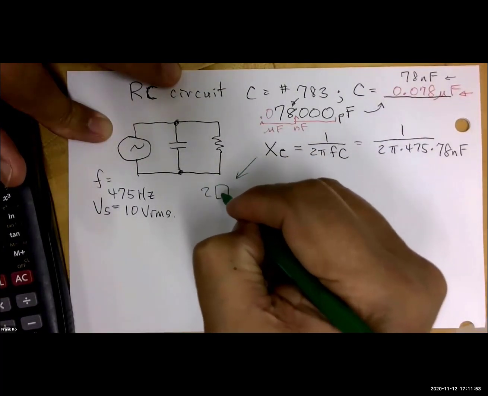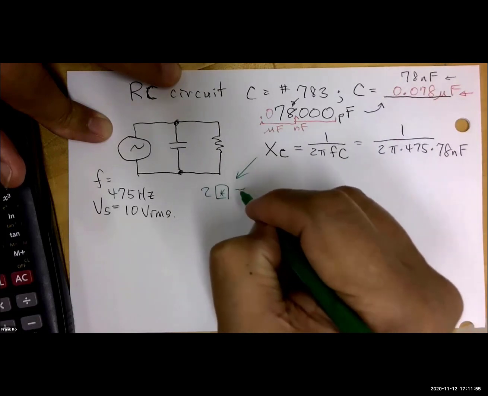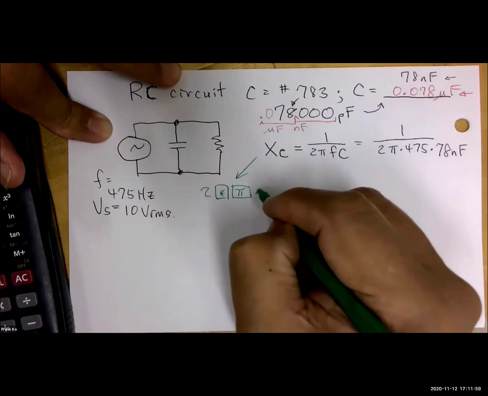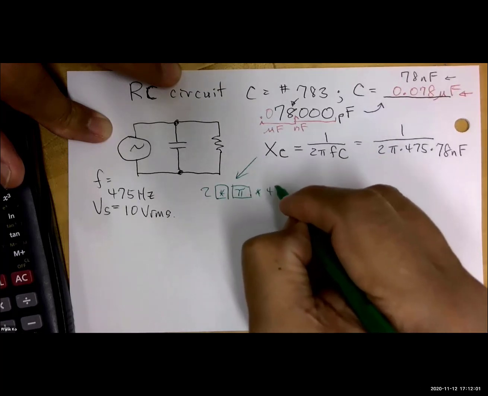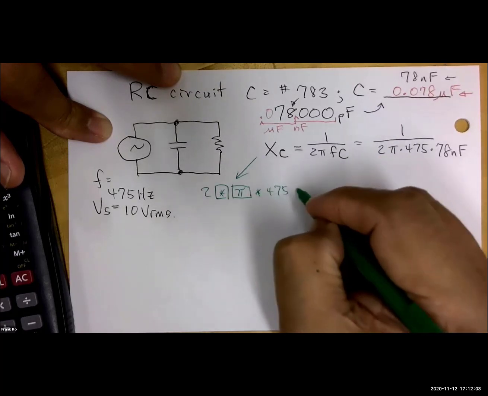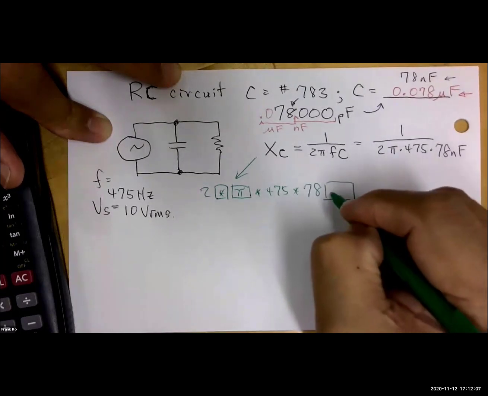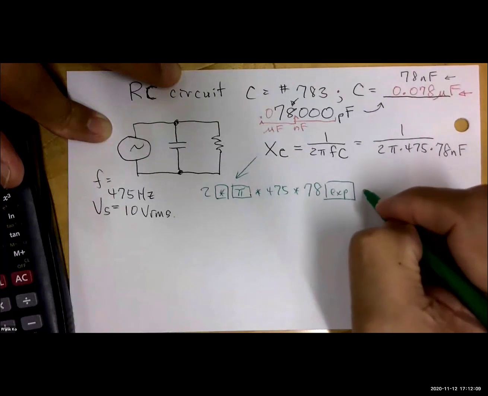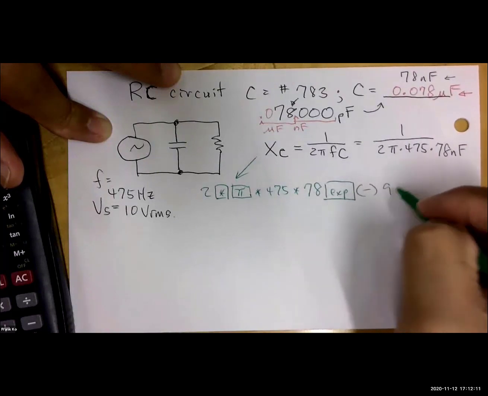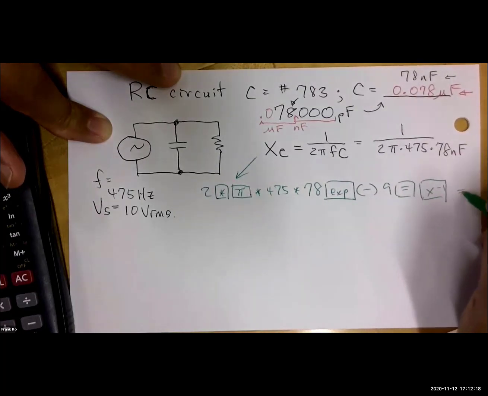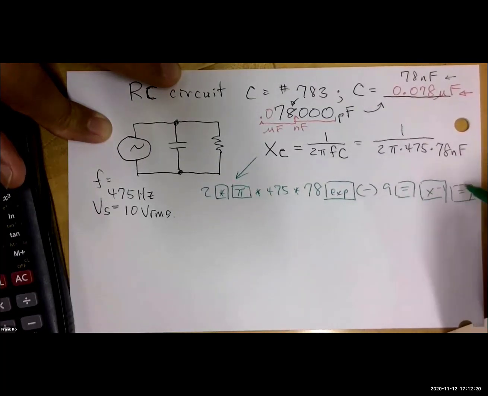2 times your pi key times 475 times 78 exponent -9 equals, then followed by reciprocal, and then followed by equals.